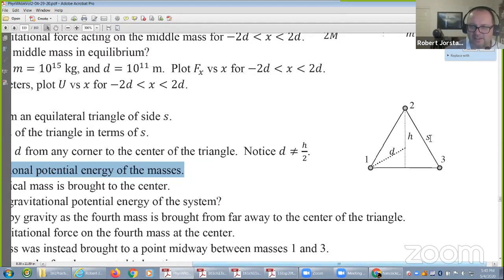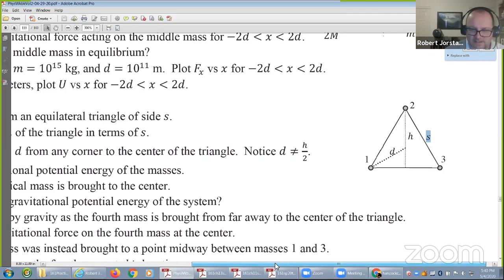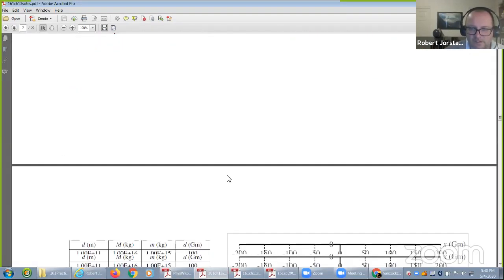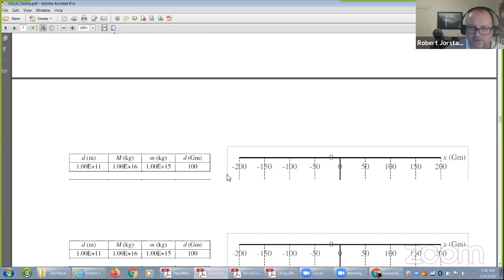And actually, look at this one. They're all distance s away from each other. So that's just 3 times Gm squared over s. Let's go look at that one with a minus sign. Look at those cool plots. Make sure you do them if you have the time.